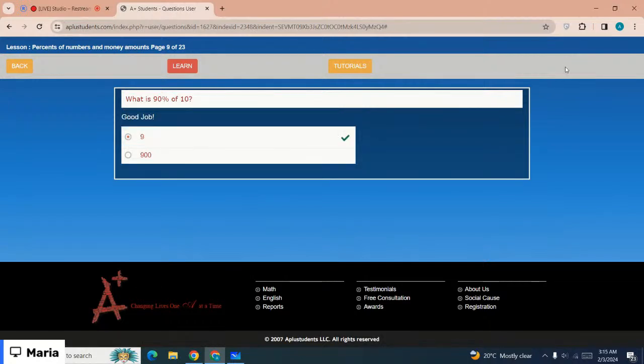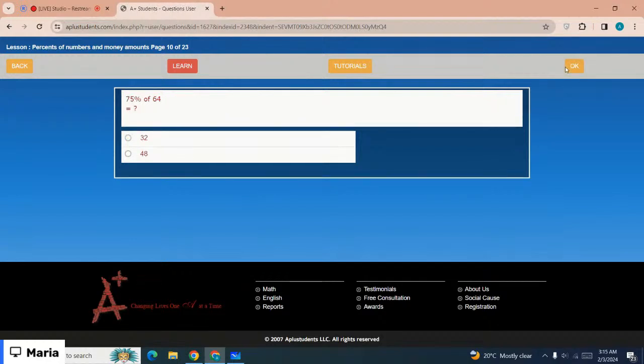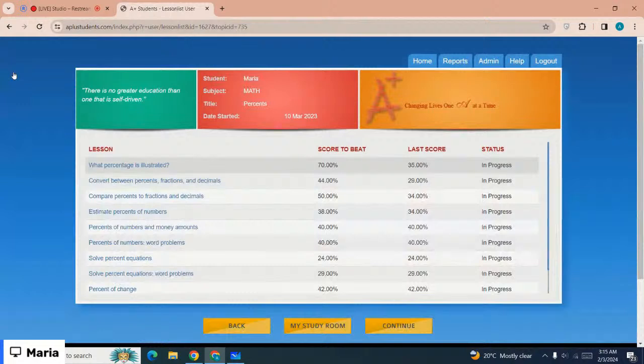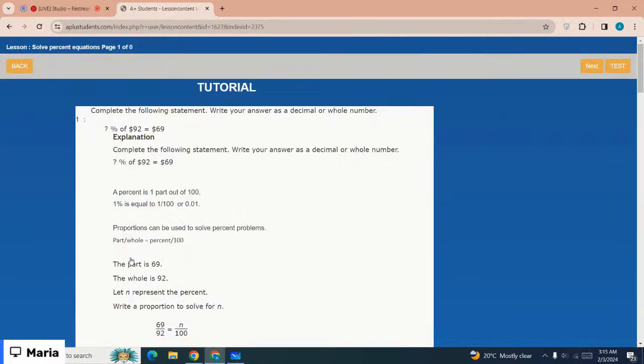Okay, you can complete the lesson by yourself later today. Let me just move on to the next lesson. The next lesson is percents of a number word problems; you can do word problems on your own. The next one is solve percent equations, right?